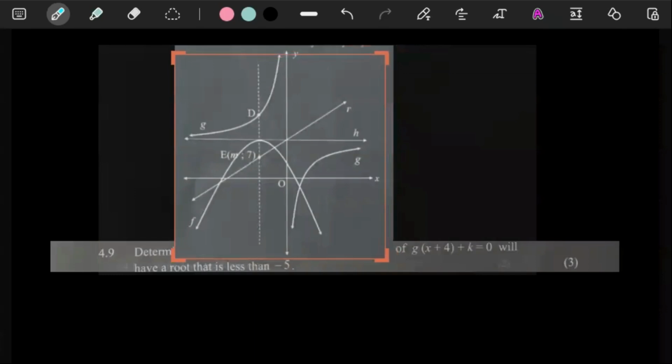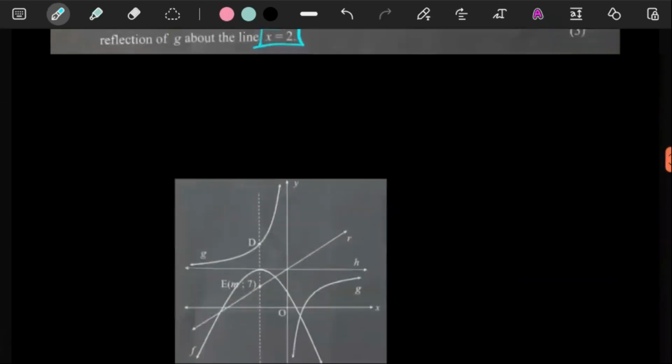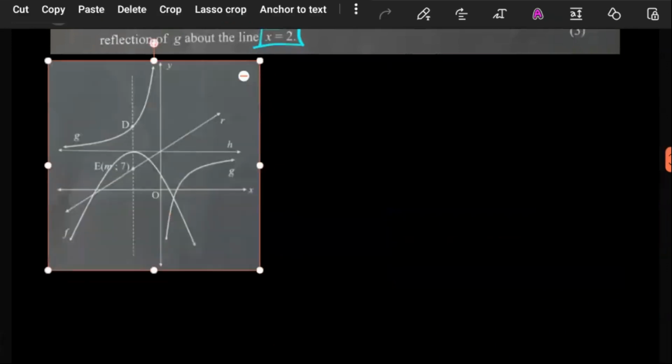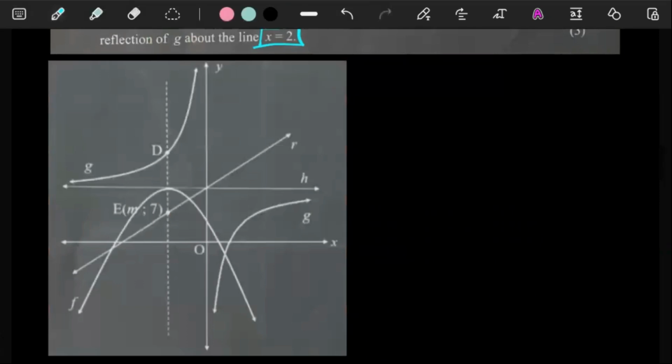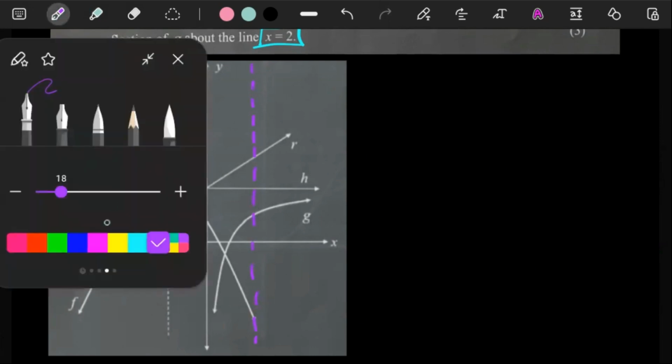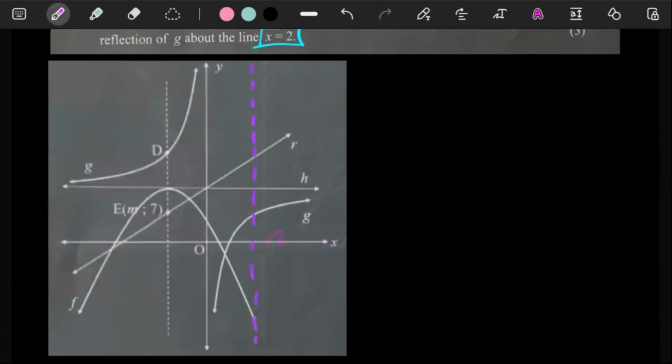So let's see here. So all this being done, let's see what we need to do. If you think of the line x is equal to 2, it's the line somewhere here. Now, if you reflect this graph about this purple line, logically speaking, you have to think to yourself that you see this curve here, this portion here would be somewhere here. You'd see it like that.